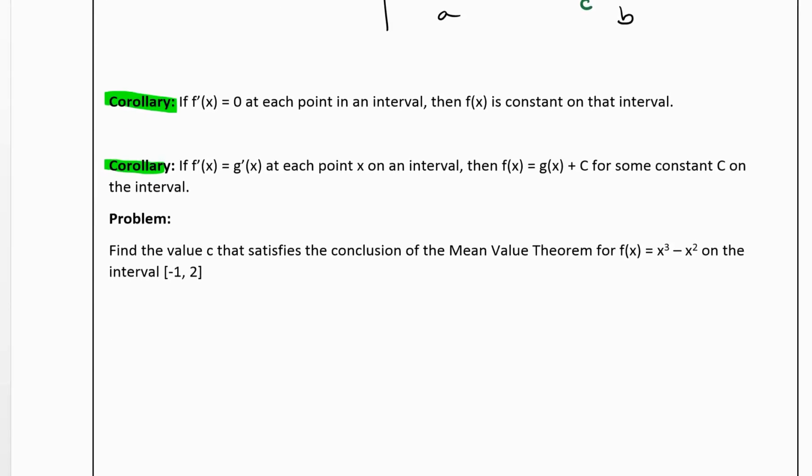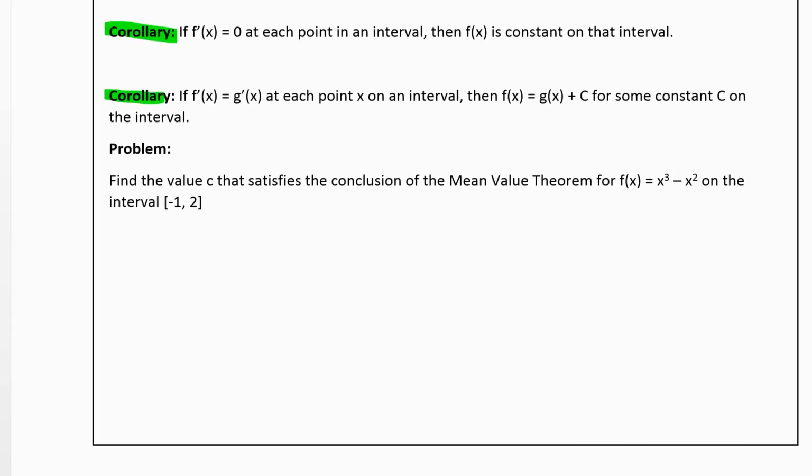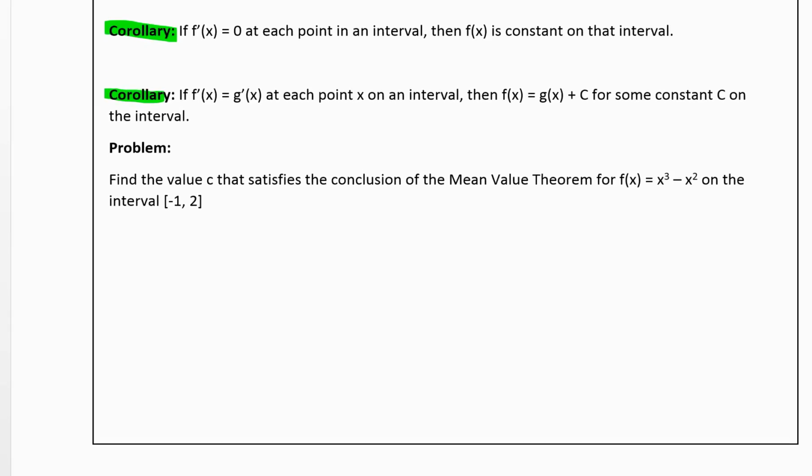So here's a problem we're going to work out. It says find the value C that satisfies the conclusion of the mean value theorem for f of x equals x cubed minus x squared on the interval from -1 to 2. Let's write out what that conclusion is. For the mean value theorem, there's some point where f prime of c is equal to f of b minus f of a over b minus a.